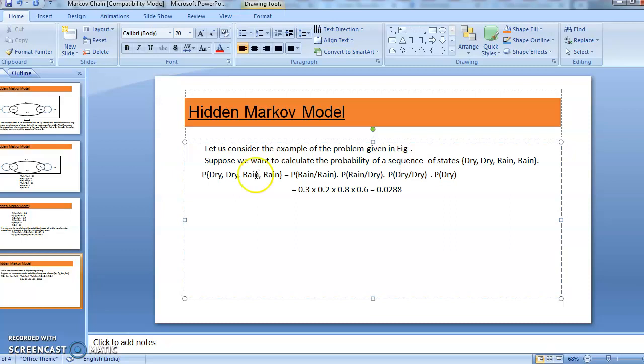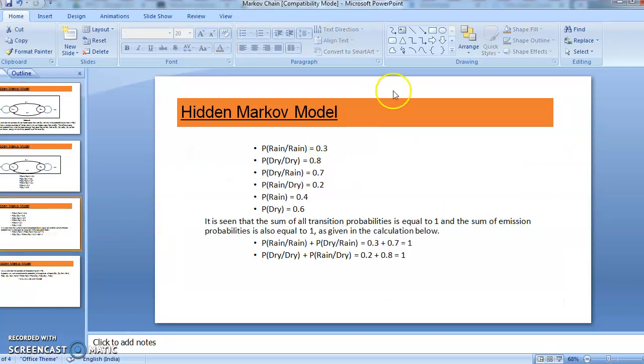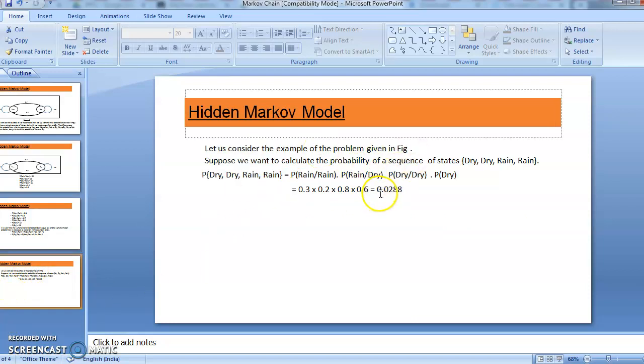So how will you find it? See this, we have already found this probability. Take all the probabilities and multiply together. Okay, so 0.3 into 0.2 into 0.8 into 0.6, so the probability is 0.0288. So this is our final answer. Okay, hope you have understood this example.